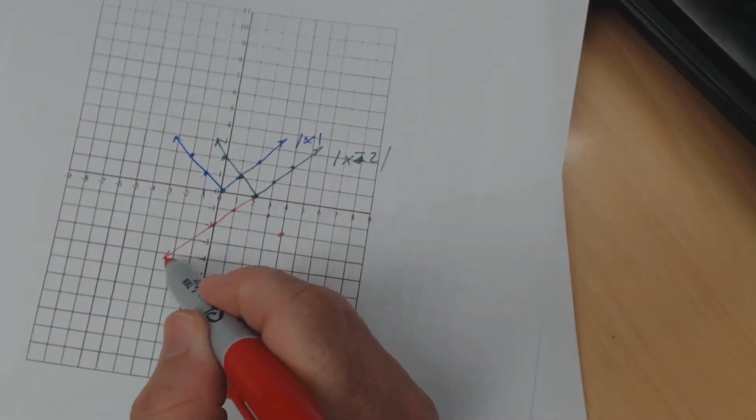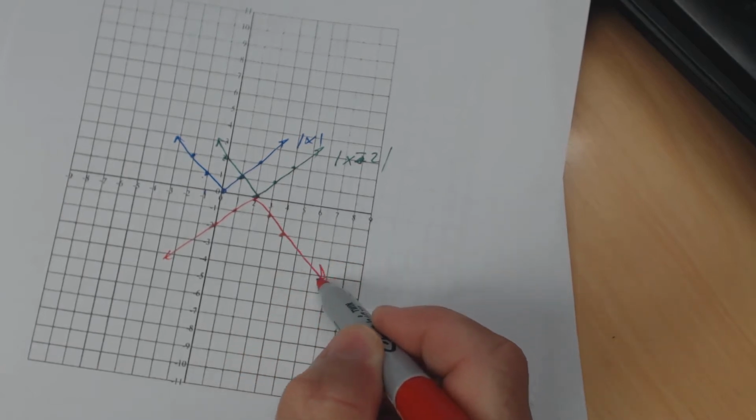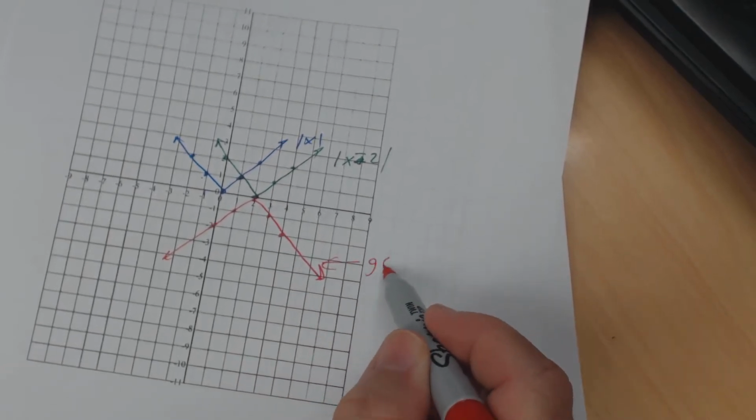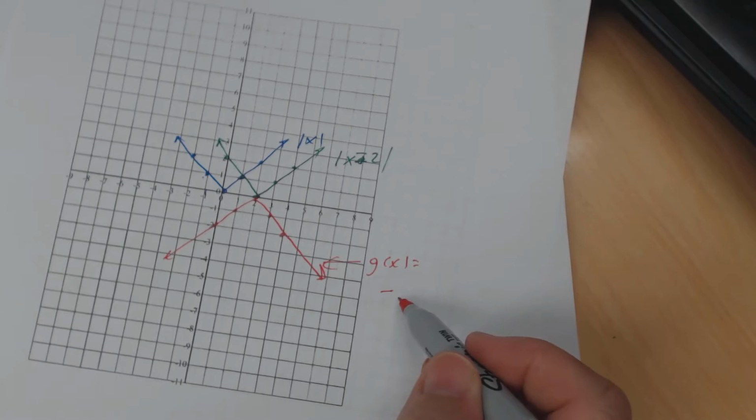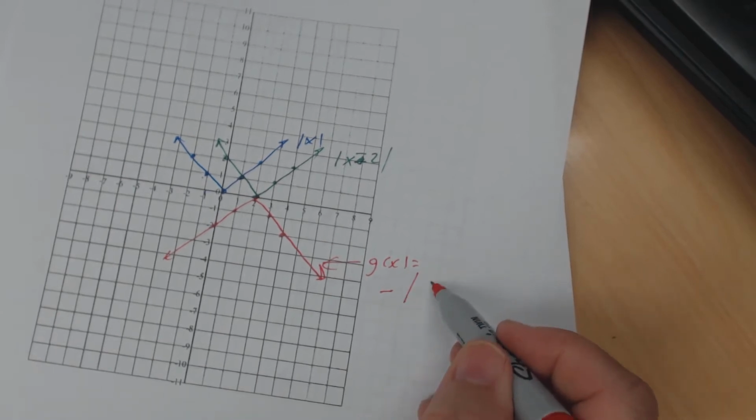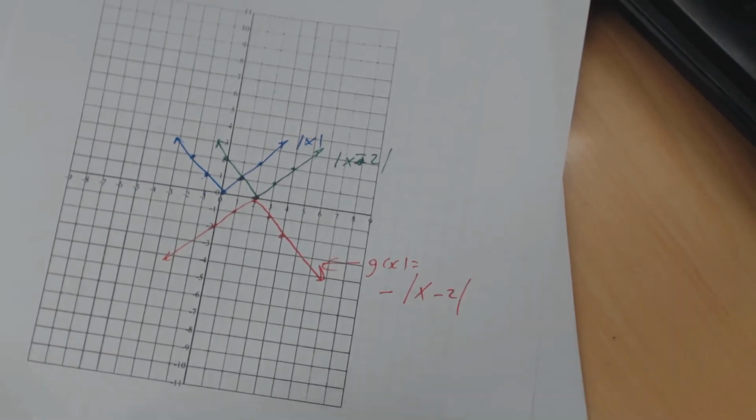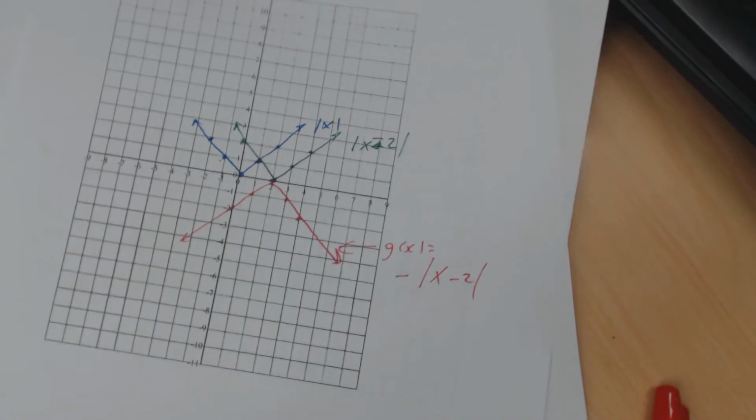And so this right here is the one you wanted to graph. So that's g of x is equal to the negative of absolute value of x minus 2. The opposite of the absolute value of x minus 2. All right, so that was that one.